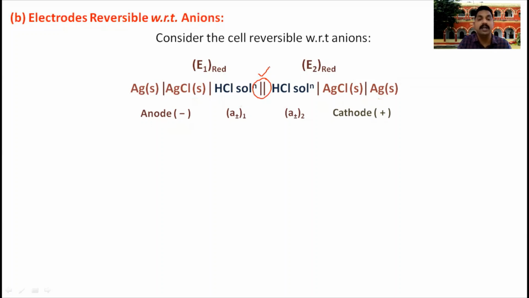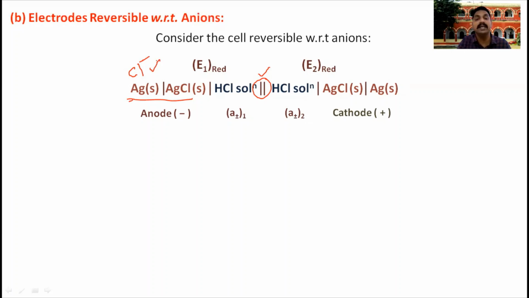Now if you see the electrodes, here these electrodes are reversible with respect to chloride ion. Here the electrode will be reversible with respect to the chloride ion. That is why these are the electrodes which are reversible with respect to anions.